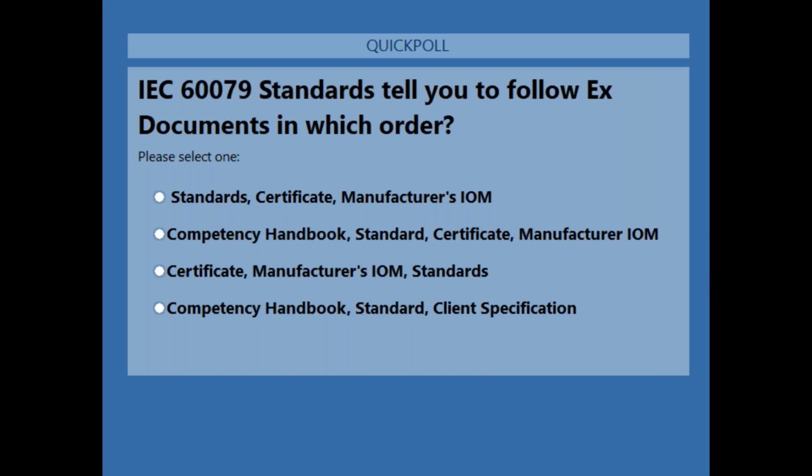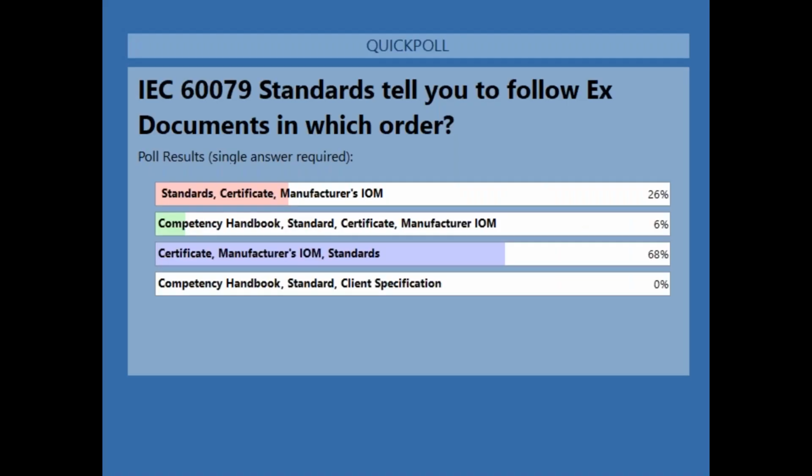See, some people are shy to answer that one. Remember, it's all anonymous. So, gentlemen, you follow the certificate, the manufacturer's instructions, then the standards. You do not go straight to the standards. You do not go to the standards first. If you're sending your inspectors out without certificates, without the manufacturer's installation, operations and maintenance manual, you are doing inspections incorrectly. You are putting your people at risk.